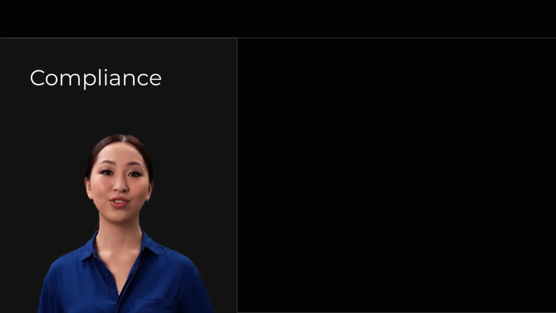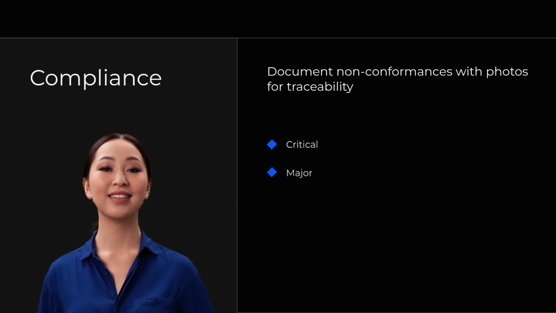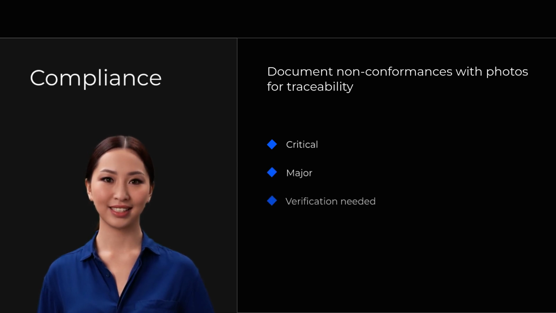Issues are classified as critical, major, or minor based on severity. Documenting non-conformances with photos ensures traceability. Assigning corrective actions to responsible teams promotes accountability. Verification of completion is necessary before aircraft release. This ensures compliance and safety.